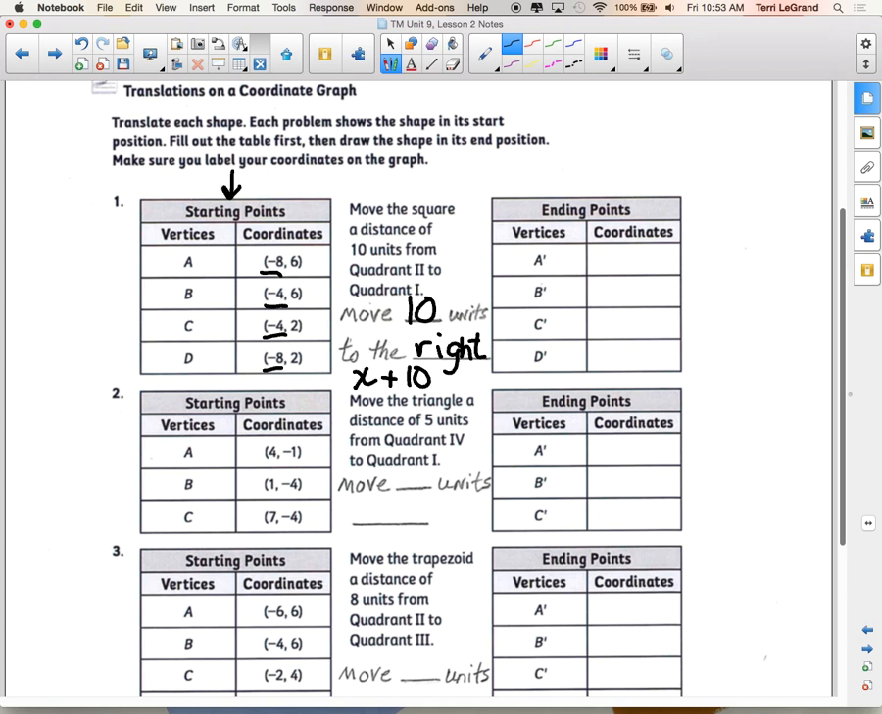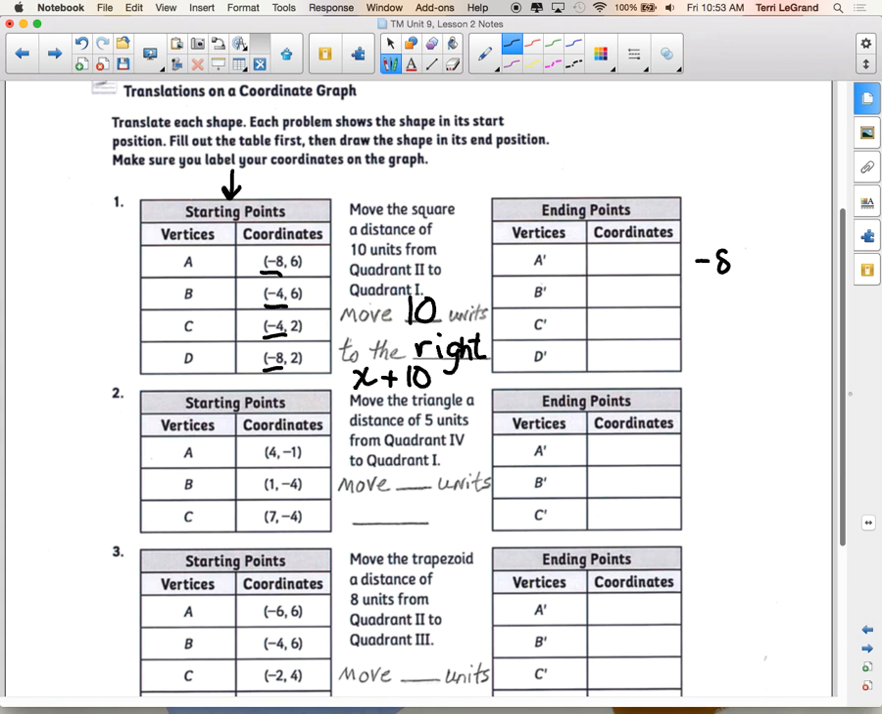We need that -8 to move 10 units to the right. We need that -4 to move 10 units to the right. The other -4 and that other -8. And this is how we label the new location, A prime, that's called. Look how it's like A to the first power. It's A prime. It's point A transformed. So let's go over here to the side of the table.